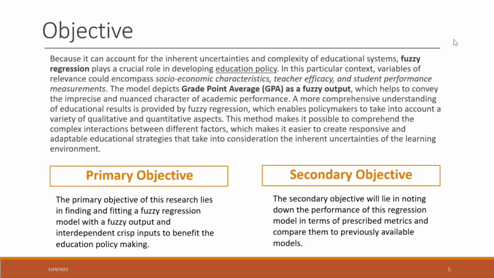The objective of this research would be to deal with a particular application, that is the education policy, where we'll try to develop a model to depict the GPA as a fuzzy output in the presence of multicollinearity in the independent variables. And the primary objective would be to fit a particular ridge regression model alongside the fuzzy scenario. There is a fuzzy regression model with a fuzzy output, and independent variables can be crisp, but there should be presence of multicollinearity in them. We'll try to fit a regression model on that.